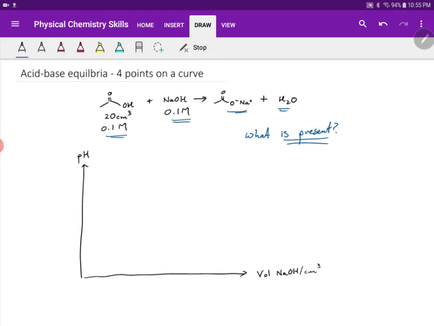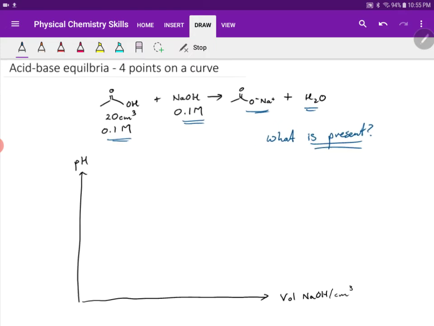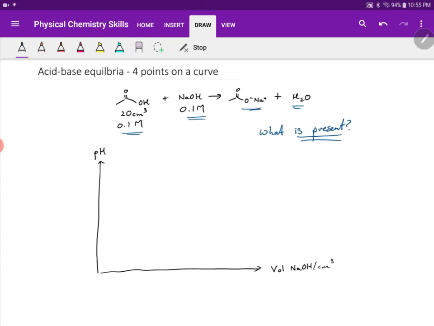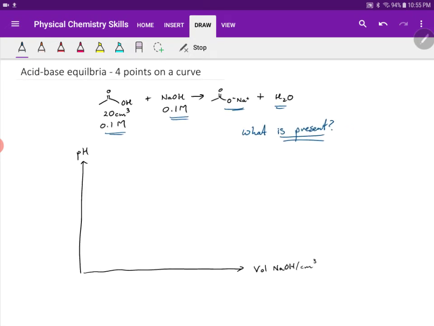What we want to do is identify what is present at each point in the graph. The first thing we notice is that when the volume of NaOH added is 0, we only have ethanoic acid. So this is point number 1 of the graph, and there should be a pH at that point in time.